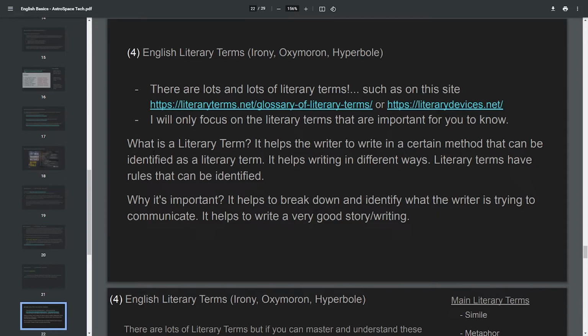So what is a literary term? It helps the writer to write in a certain method that can be identified as a literary term. It helps writing in different ways. Literary terms have rules that can be identified. Why is it even important? It helps to break down and identify what the writer is trying to communicate. It helps to write a very good story or piece of writing.